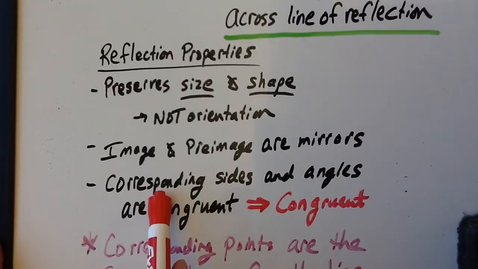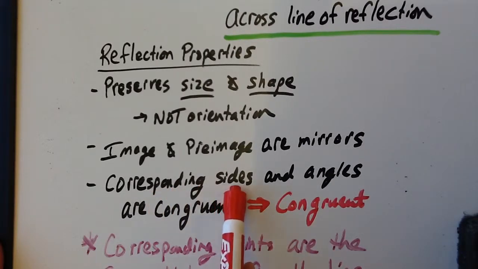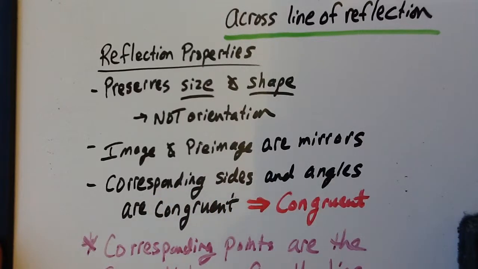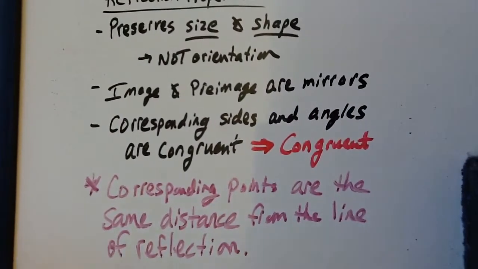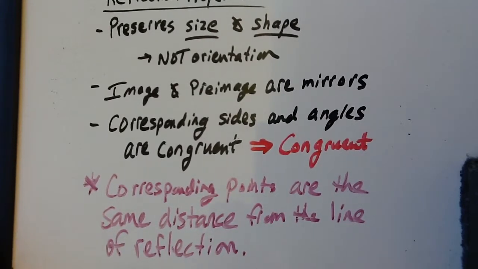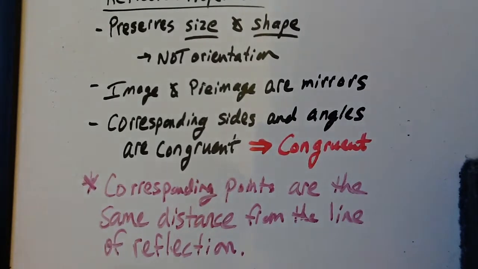And in reflections, corresponding sides are congruent, and the corresponding angles are congruent, which makes the image and the pre-image congruent. Finally, the corresponding points are the same distance from the line of reflection, and we'll see that in the examples that we'll do. We'll do 4 examples.